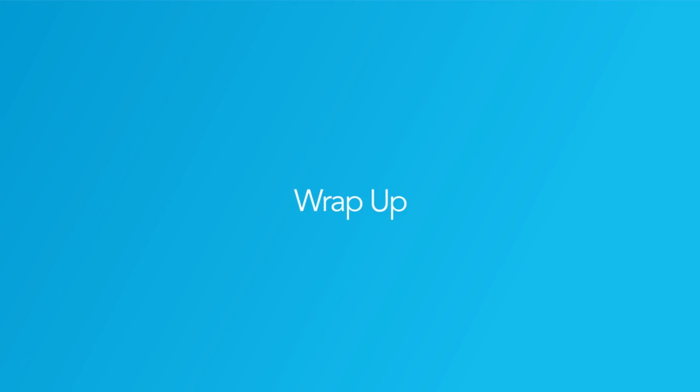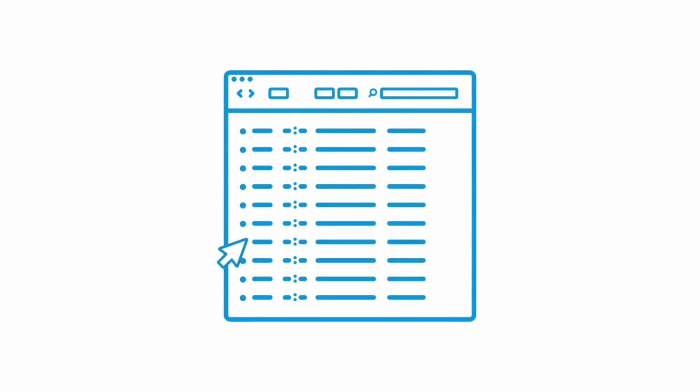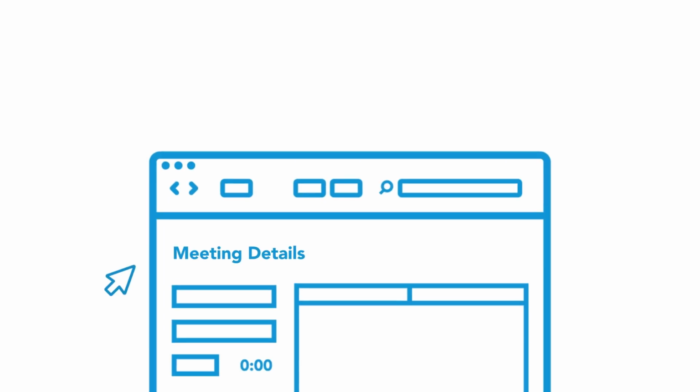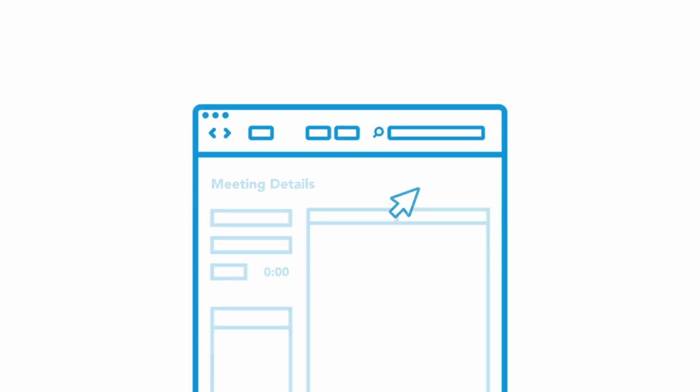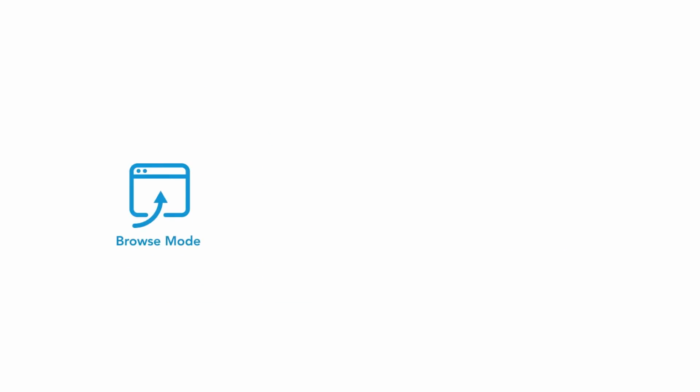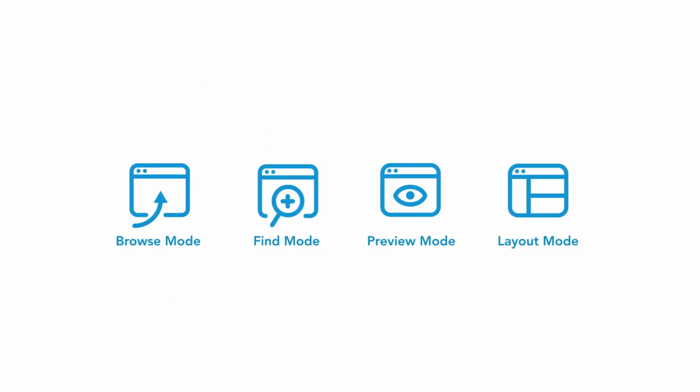In the Meetings file, you've seen a list view that lets you scroll through your data, as well as a details view showing you information about each meeting. You can find data based on your search criteria, and then share that data with others via PDF or by exporting to Excel. You've learned about the 4 modes in FileMaker.